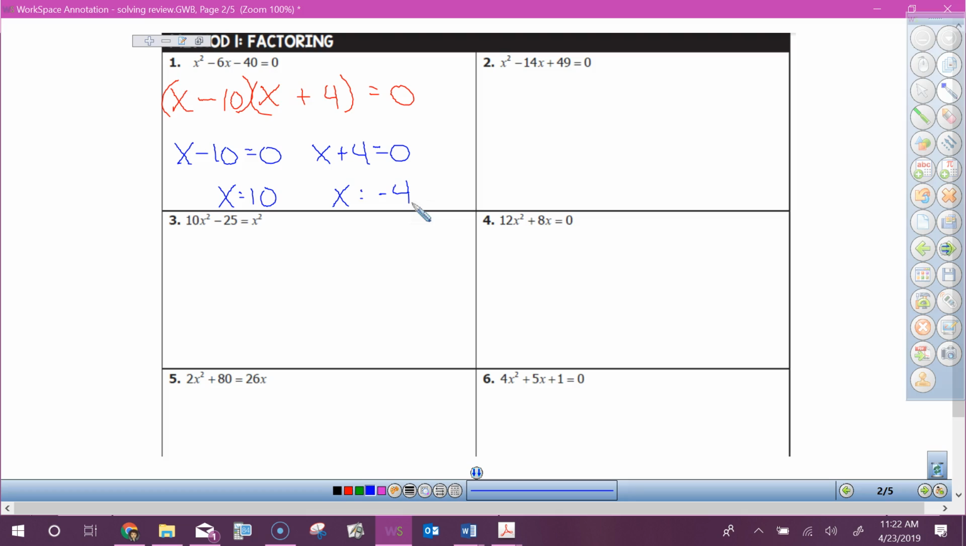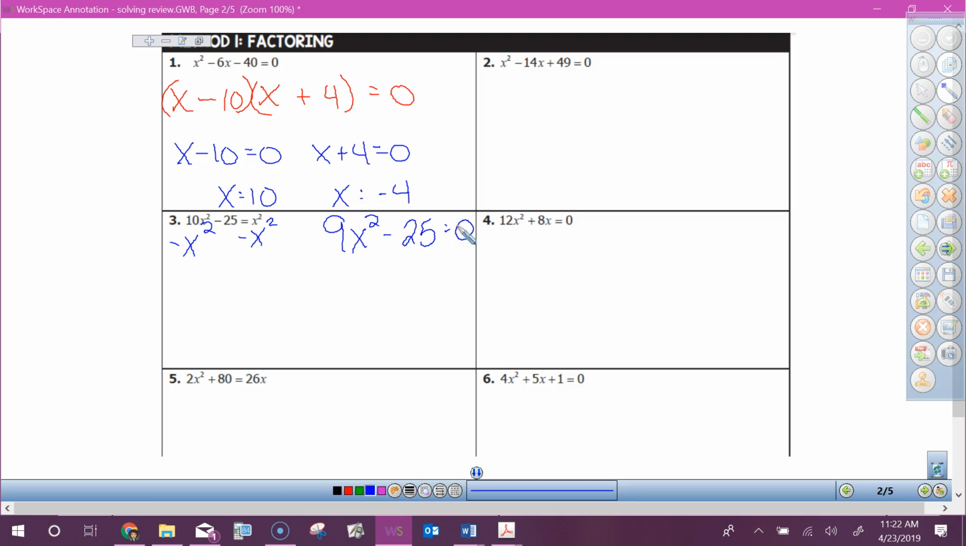Okay, looking at number 3, what do I have to do to be able to do 3? Simplify. We have to bring the x squared over there. And I have 9x squared minus 25 equals 0. Now, can I take anything out of that?